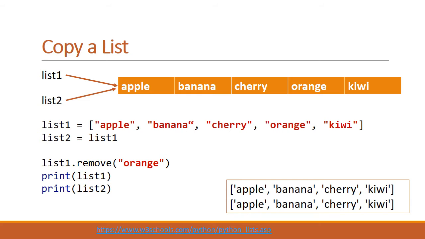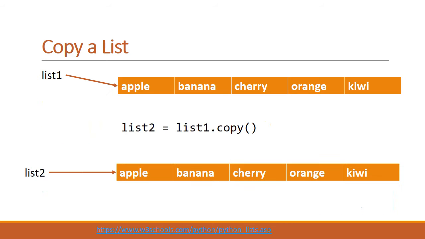So you can see remove orange, and if I print list 1, I get apple, banana, cherry, kiwi, and if I print list 2, I get apple, banana, cherry, kiwi. And that's specifically because list 1 and list 2 variables are pointing to the same list.